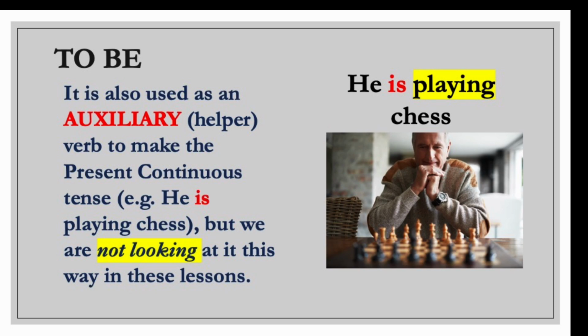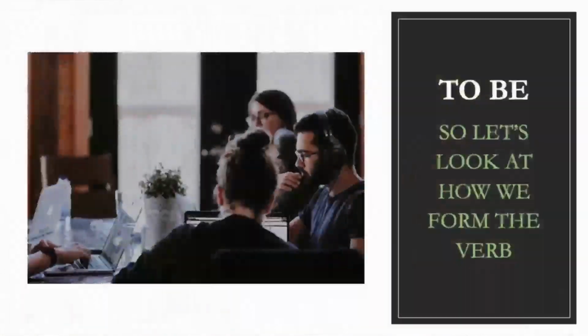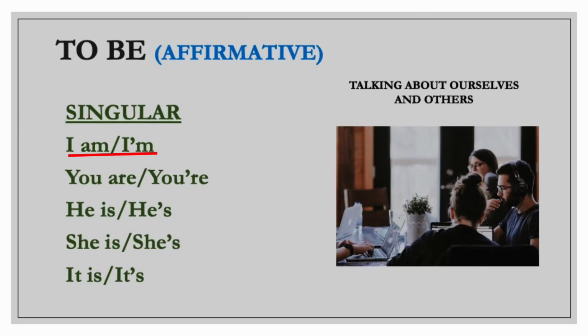It's also used as an auxiliary, that's a helper verb, to make the present continuous tense. Example, he is playing chess, but we are not looking at it this way in these lessons. So let's look at how we form the verb.